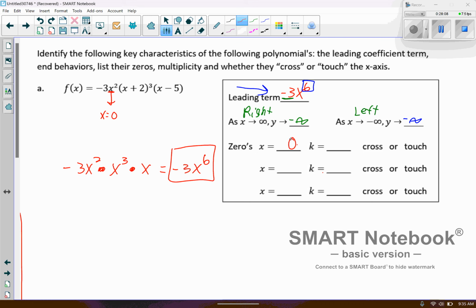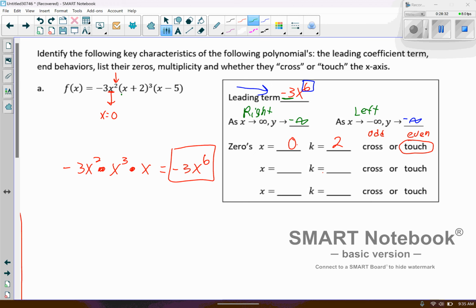And the multiplicity is just the exponent. That's all it is. Don't overthink it. The multiplicity here is 2. If it's an even multiplicity, it touches. If it's odd, it crosses. So it's just going to touch and turn around, or bounce off, at that x-intercept right there.